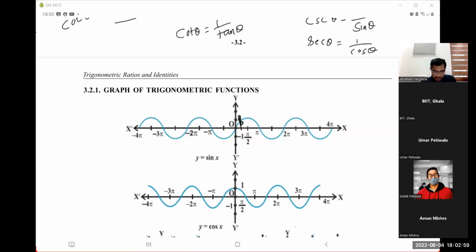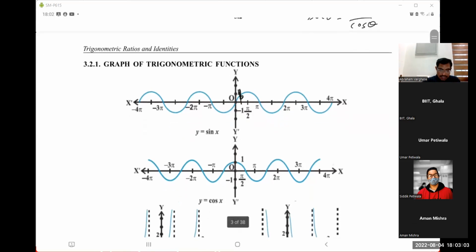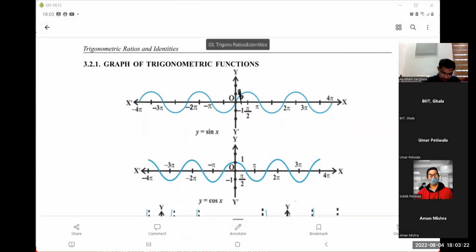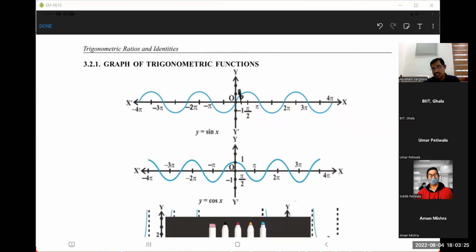So in a graph of a trigonometry function, there are some important observations we have seen. One is the maximum value of sine theta will be 1, and the minimum value of sine theta is -1. For both sine theta and cos theta, the maximum value will be 1 and the minimum value will be -1. This is one point. And another one is, if you take the first quadrant, sine theta value increases from 0 to 1, cos theta decreases from 1 to 0.